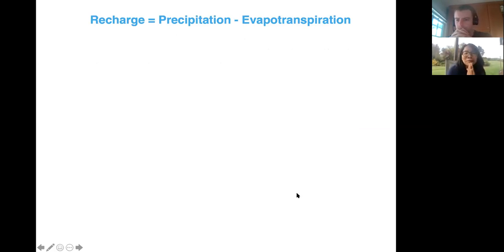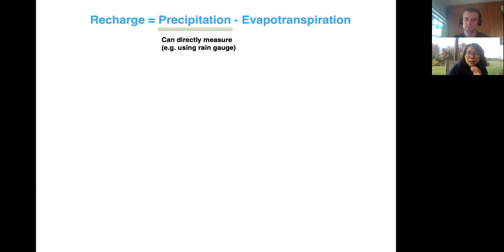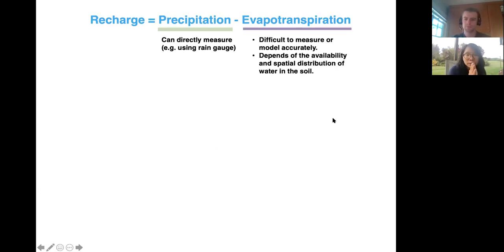However, even though this is a very simple equation, actually doing this calculation on Earth is very, very challenging. Precipitation is actually pretty straightforward. We could directly measure how much rain or snow we're getting using field gauges. The challenge really comes from the fact that it's difficult to measure or even model evapotranspiration. Part of the challenge is that how much water is evaporated or transpired depends on the availability and the spatial distribution of water in the soil, and that itself is a complicated process.